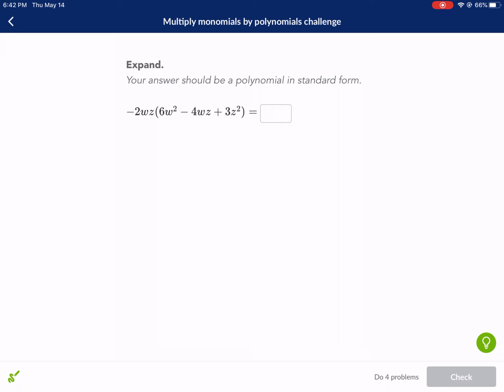By polynomials challenge. Let's go ahead and jump right into it. Here we need to expand. Your answer should be a polynomial in standard form. That means from the biggest power down to the smallest power.